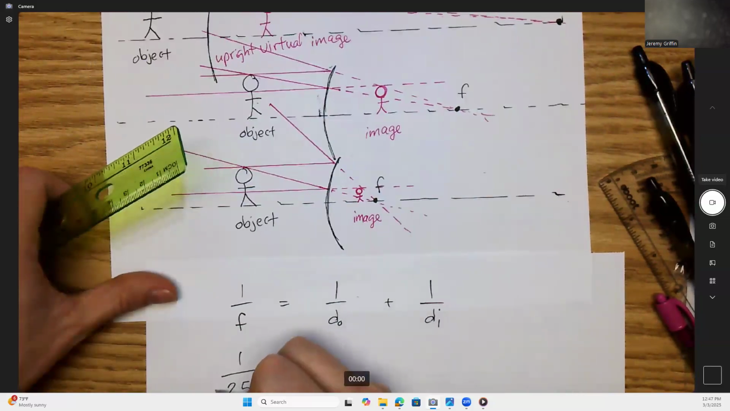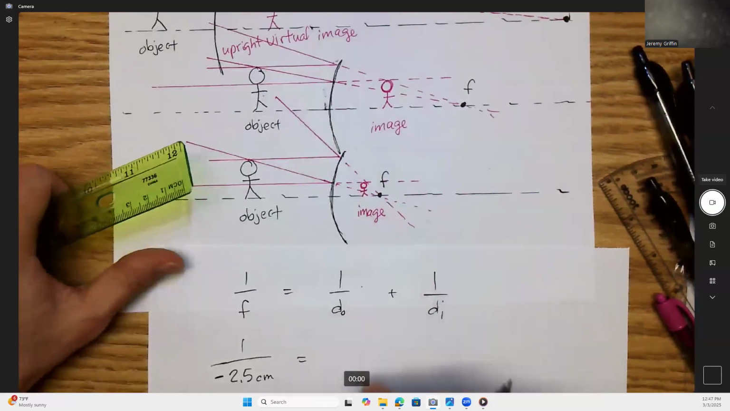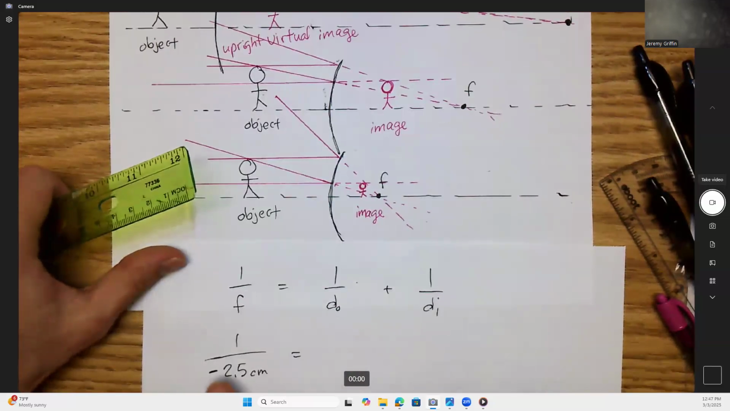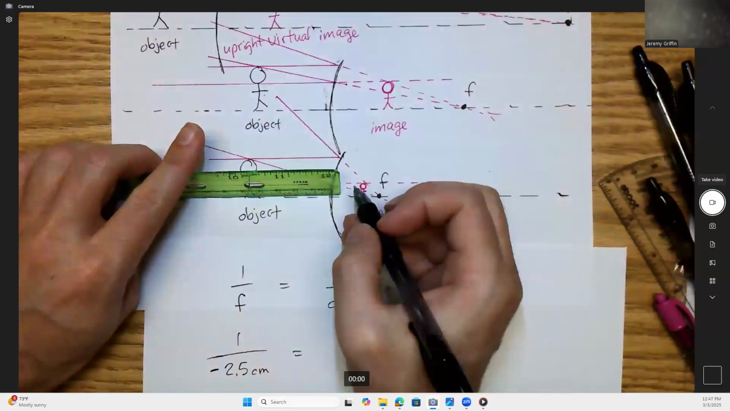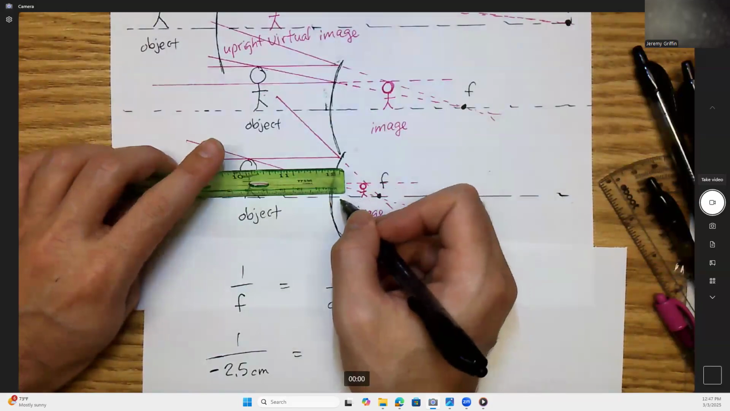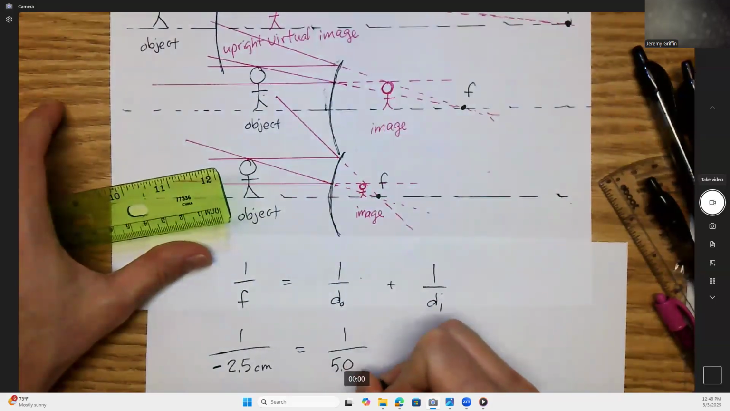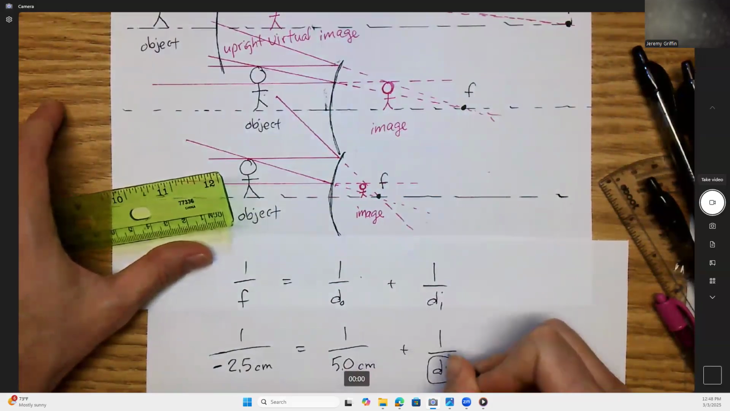Sorry, one more thing. It's negative. See how the focal point is on the opposite side of the mirror? That also tells you that this mirror is convex rather than concave. So it's important that it's negative. My object is always going to be on the positive side. It looks like the left side is the positive side. This looks pretty close to, it's about 5 centimeters. So 1 over 5 centimeters plus 1 over, okay, now I just got to solve for distance image.